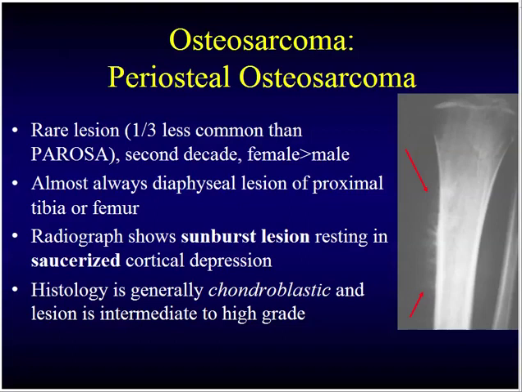So second decade, again, female greater than male. It's almost always diaphyseal of the proximal femur or tibia. It's a sunburst lesion. We've already talked about what that means, the sunburst lesion resting on a saucerized depression in the bone. And these tend to be chondroblastic. So the fibroblastic ones are the parosteals, and the periosteals tend to be chondroblastic, cartilage-like in appearance.